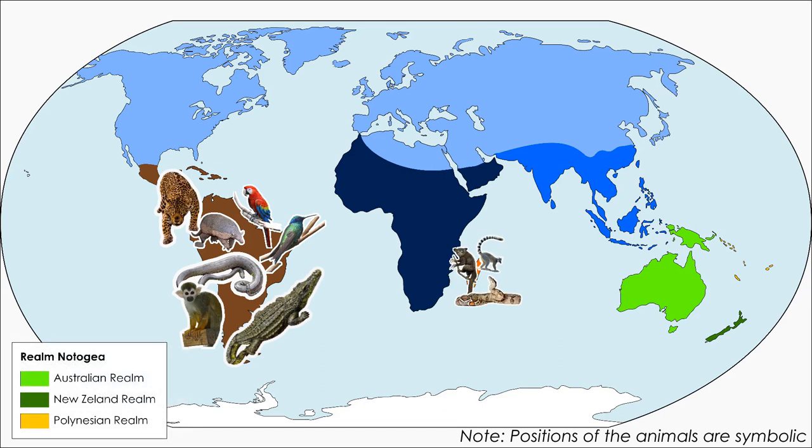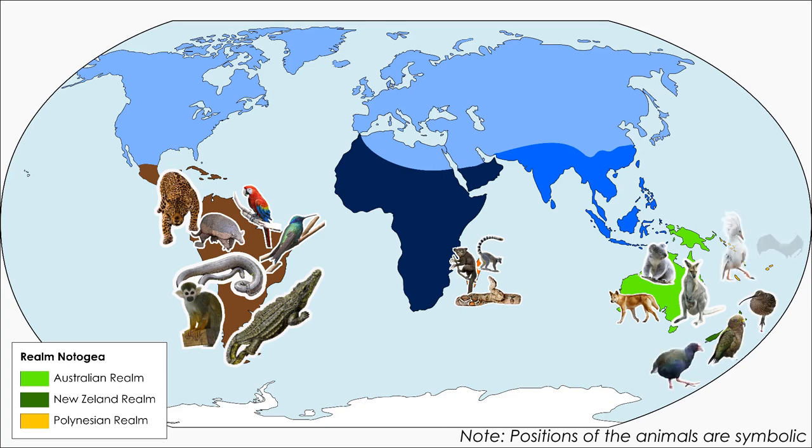Realm Notogeia consists of three smaller realms: Australian realm, New Zealand realm, and Polynesian realm. Australian realm is the most characteristic for kangaroo, koala, and dingo. For New Zealand realm, the most well-known species are kiwi bird, kea, and takahe. In Polynesian realm, kagu and Samoa flying fox are the most characteristic ones.